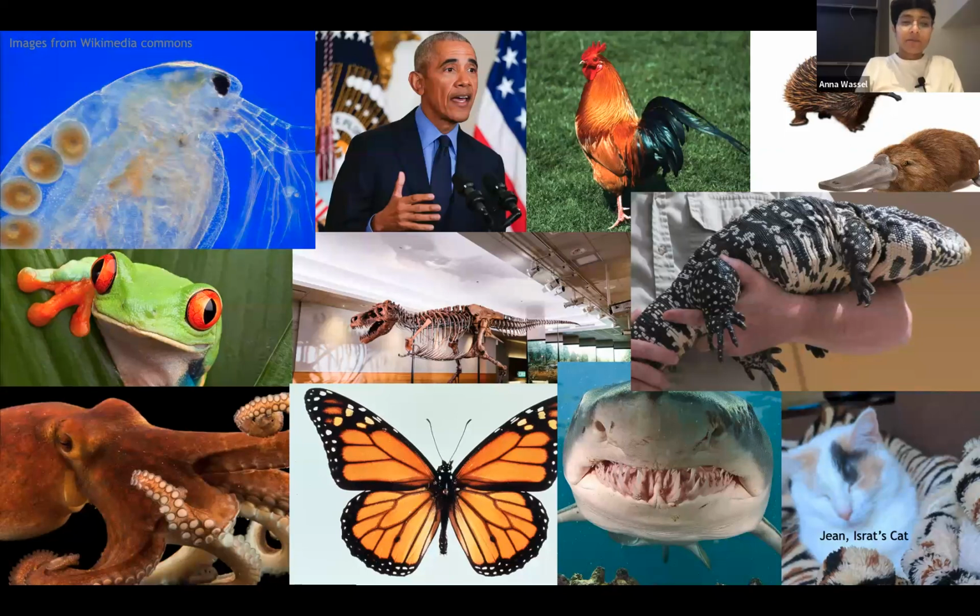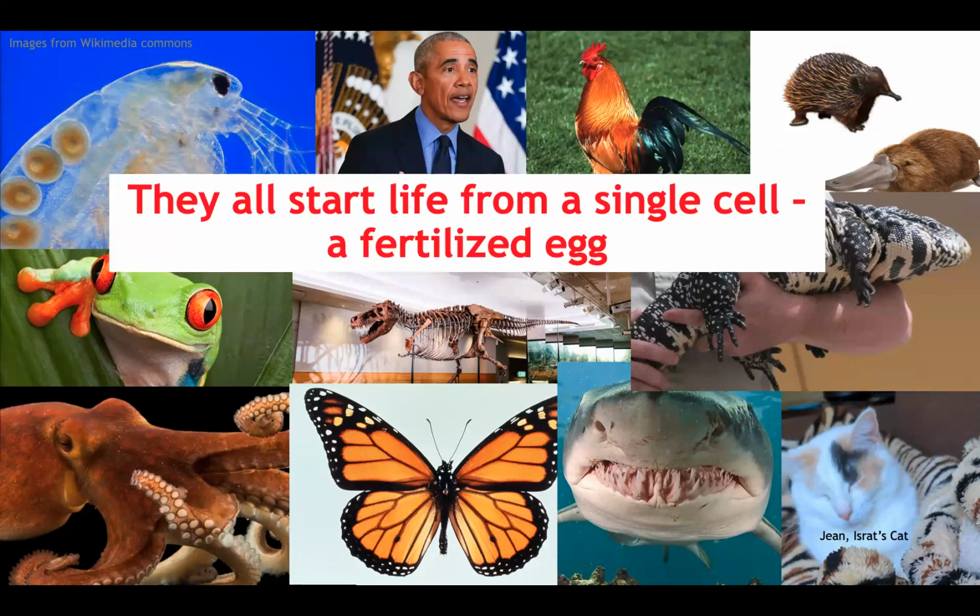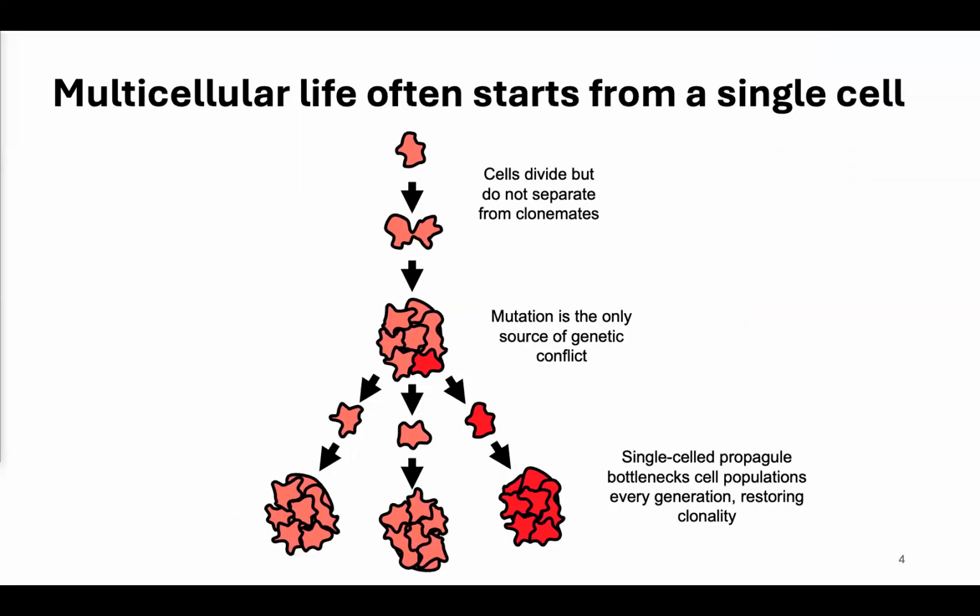I don't have too much time, so they all start life from a single cell, that is one fertilized egg. And this is true for most of the organisms that you see around yourselves: plants, animals, a lot of fungi. They often start life from a single cell, which undergoes multiple divisions, such that all the resultant cells in this organism are clonal in nature.